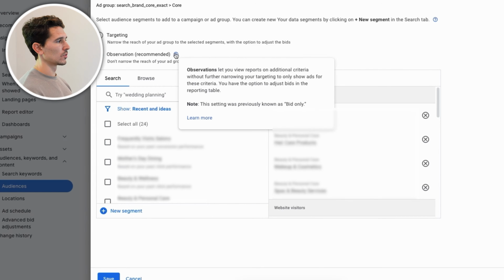Observation audiences are literally just allowing us to view reports on additional criteria without removing our targeting, right? So we're not excluding people. We're not narrowing our targeting in any way. We are literally doing this as a fundamental way to look at what's working the best, and then we can make adjustments based on this after.